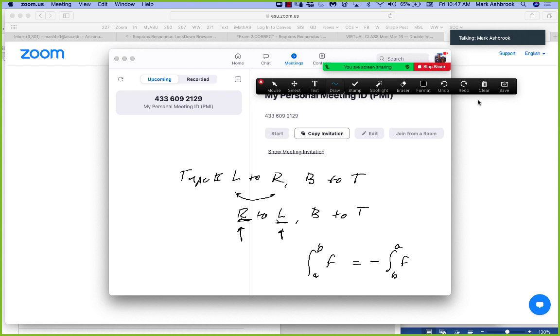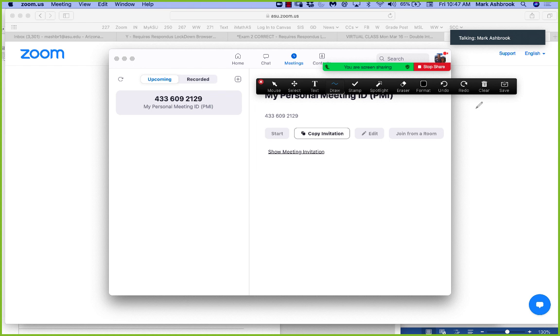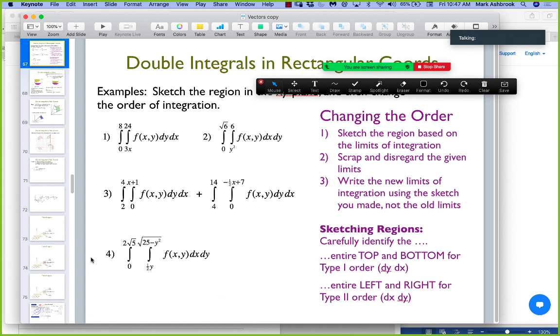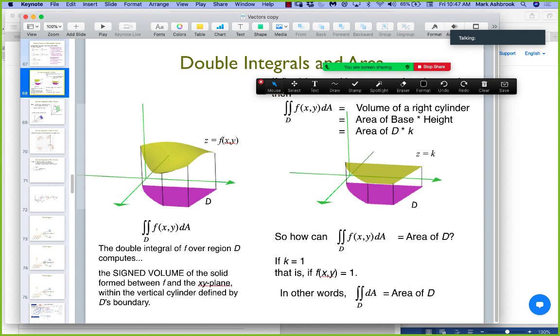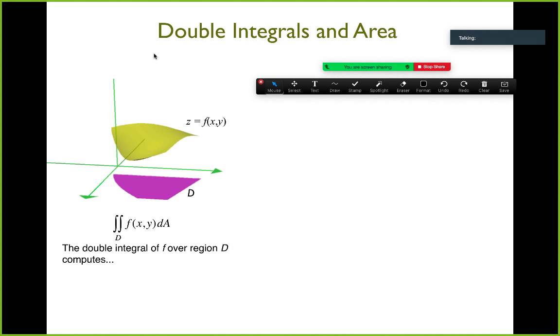Okay, so we've talked about the meanings of double integrals. So what does a double integral compute? What did we say it computes? Net volume. Difference of volumes, right? Net volume.